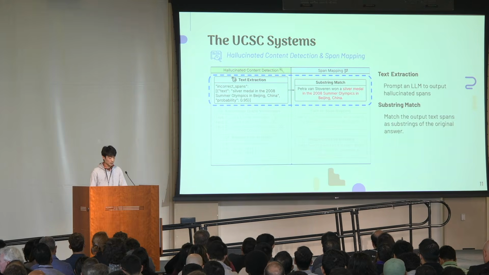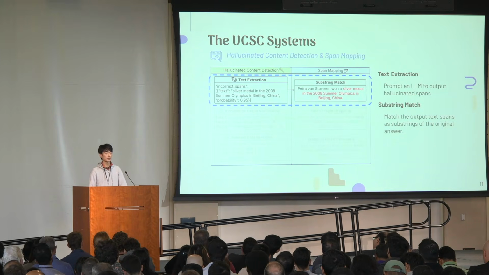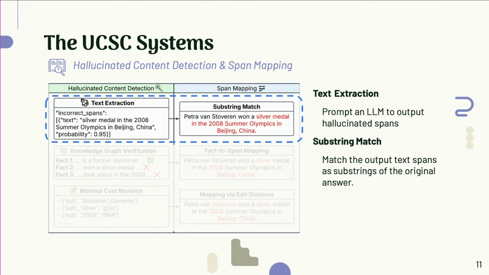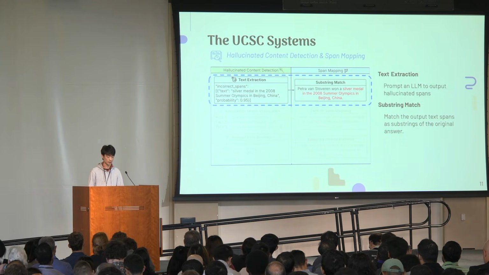Next, we detect the hallucinated content and then map them back to the spans. Since these two steps are tightly coupled, I'll talk about them together. Here we have three different methods. The most straightforward is text extraction. That is, given an LLM the question, the context, and answer, we prompt it to output the hallucinated spans. And then to map these back to the answer, we do a substring match against the original answer.